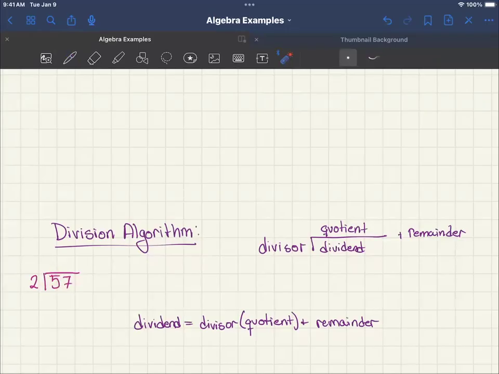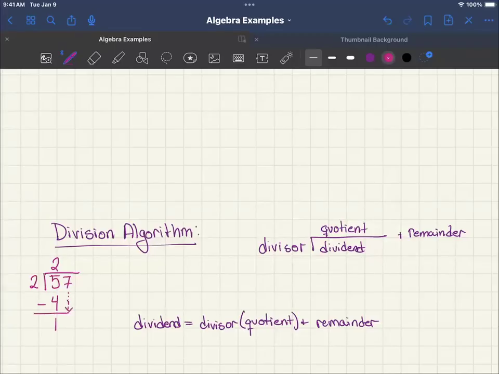And this is going to be key when we get to polynomials. We're going to break up the big polynomial and look at it in chunks. So let's look at the first chunk here. 2 goes into 5 twice. And that gives us 2 times 2, which is 4. We subtract that, and we get 1. We bring down our 7.